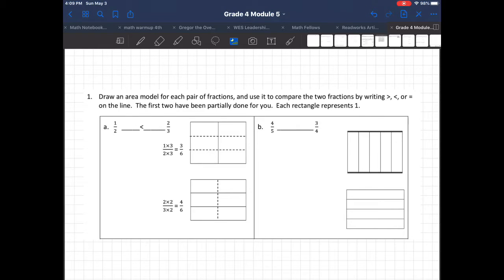So here is lesson 15 from module 5. And the key here is that they're having you draw two rectangles. So for 1/2, here's a half, and we've got this rectangle, and our initial line was here to show a half, right? I'm gonna shade a half.